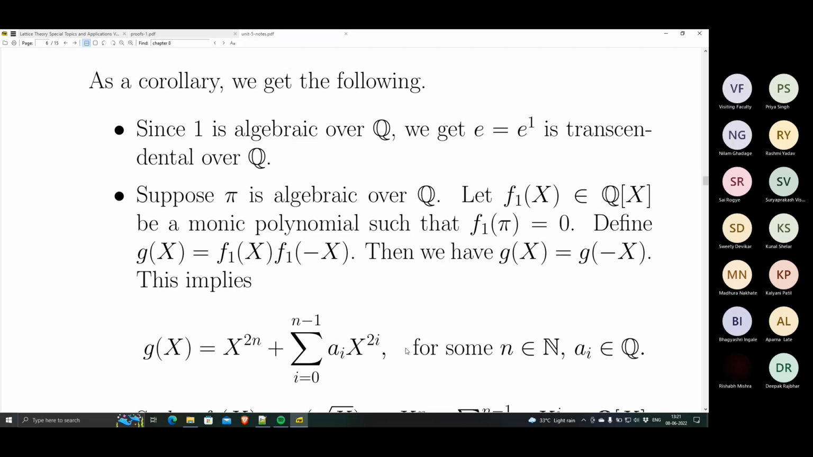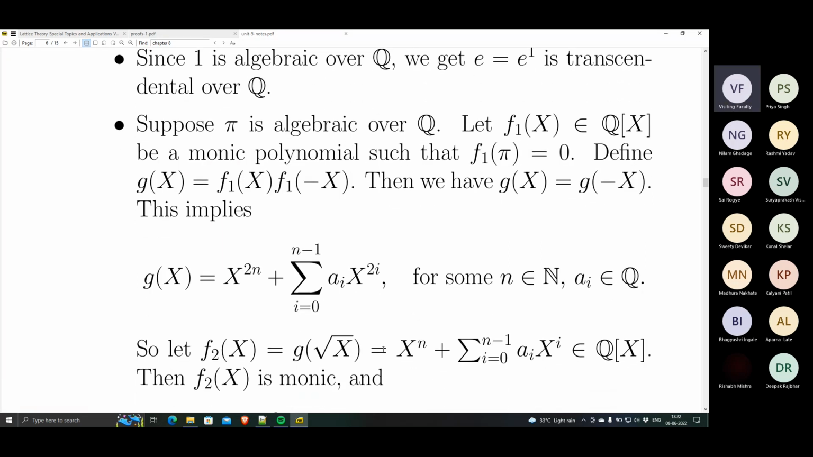Now here's the thing. When only even degree monomials are present, every power is in fact divisible by 2. So in fact, every monomial is actually a power of x squared. This is x squared raised to n. This is x squared raised to i. That is the meaning of saying every power is even. Then every monomial is actually a power of x squared.